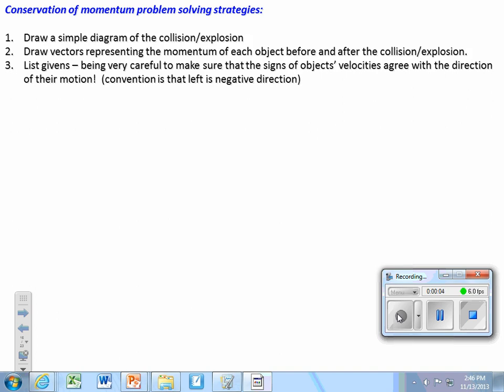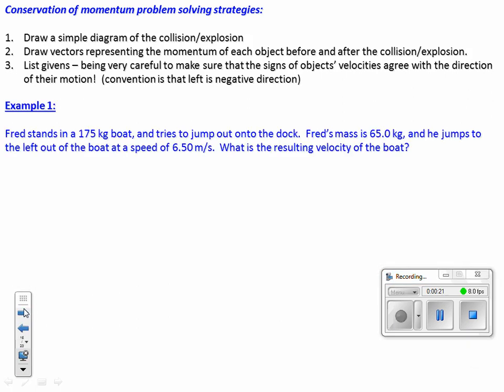Howdy folks, we're going to run through solution methods for what we call one-dimensional interaction questions. Here are a few steps, hints. We'll apply them to the following situations.